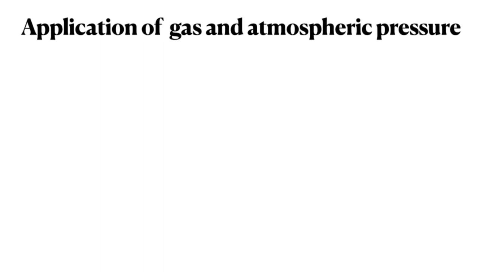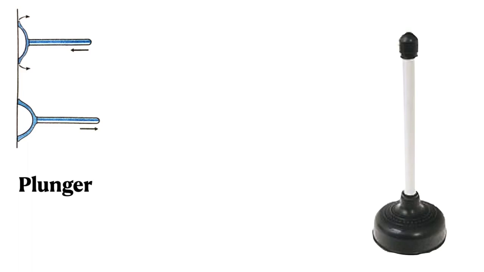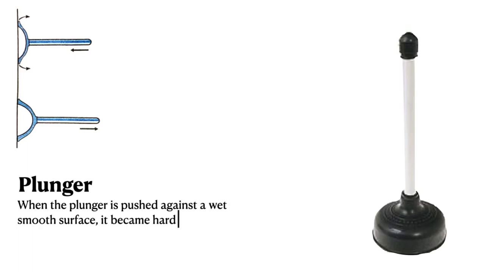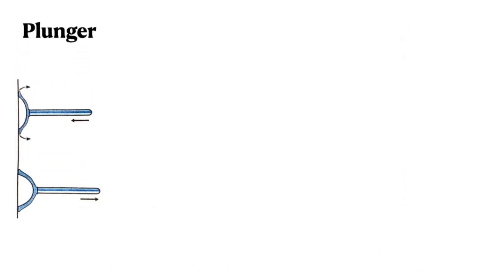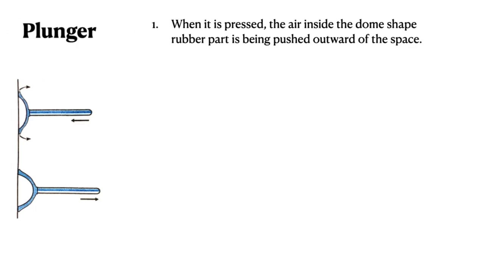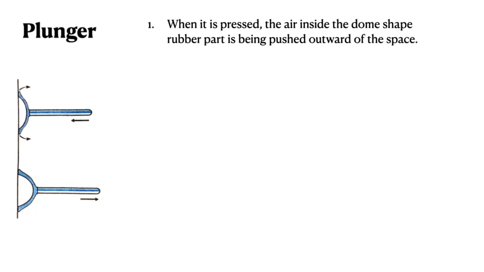There are a lot of human innovations that apply the concept of air and atmospheric pressure in our life. For example, the plunger. When a plunger is pushed against a wet, smooth surface, it becomes hard to pull off. To explain the situation, when the plunger is pressed, the air inside the dome-shaped rubber is forced to escape.